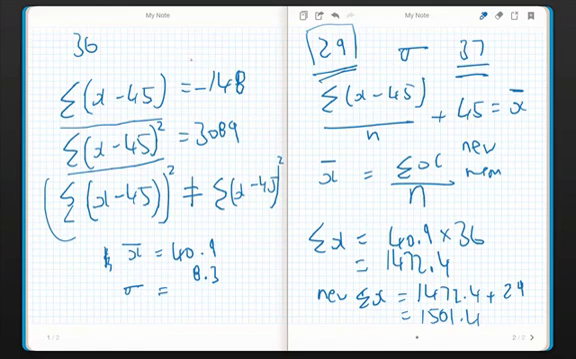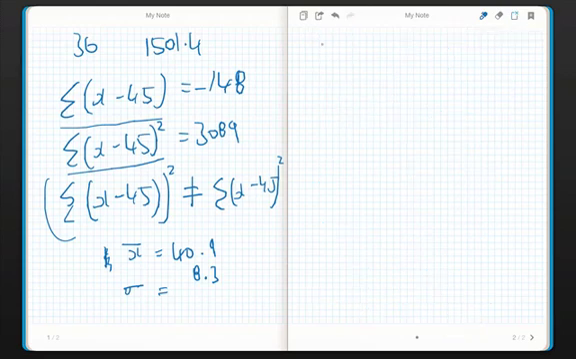We still need this page, so I'll just write down the values that I need. We need 1501.4. This is an important value. We don't need 1472; that was just to find our new sigma x. This is our new sigma x, very important to find the standard deviation. I'll clear the screen. Now we want to find the new mean. The new mean is the new sigma x divided by the number of data values, 37, since we've added that 29 and there's one more data value. If we find the new mean, we get 40.6.